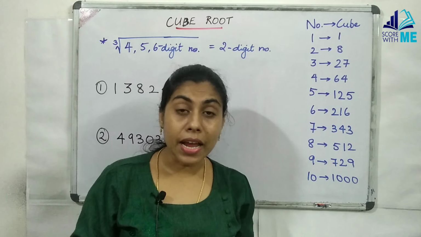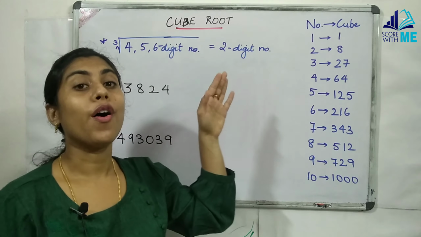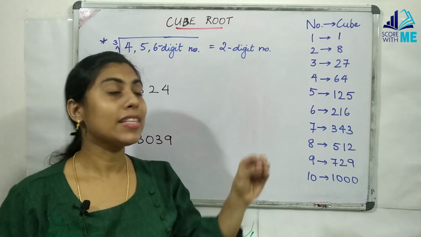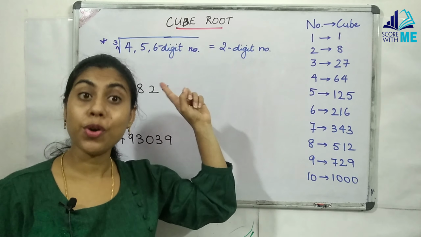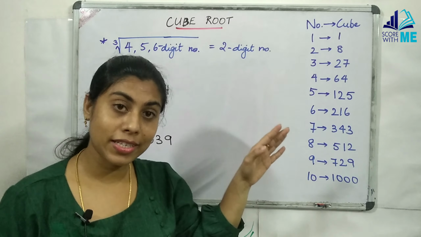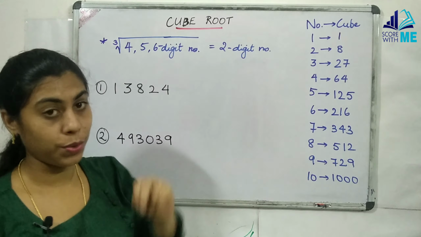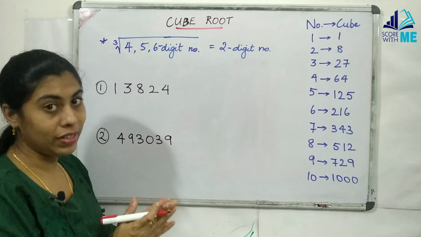Now, any number which has 4 digits or 5 digits or 6 digits will give us a 2-digit cube root. The cube root of any number having 4 digits, 5 digits or 6 digits will be just 2 digits. Now let's start with examples.